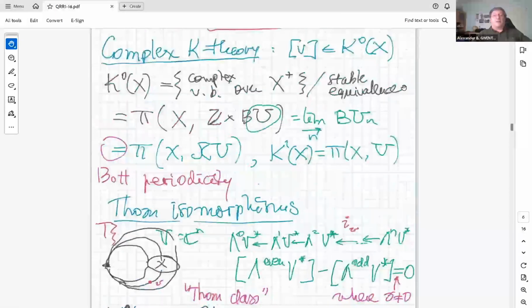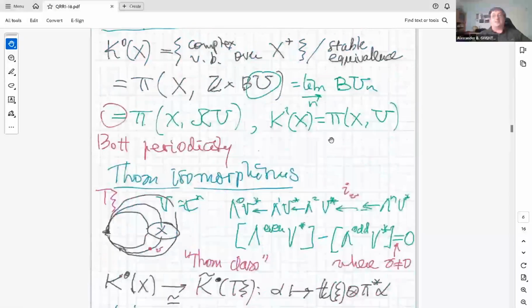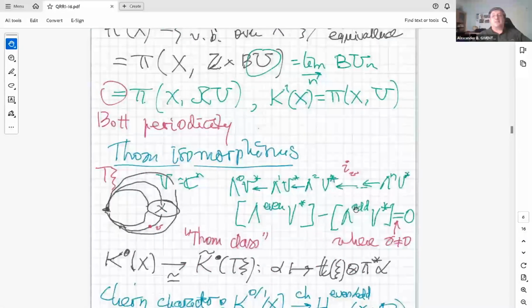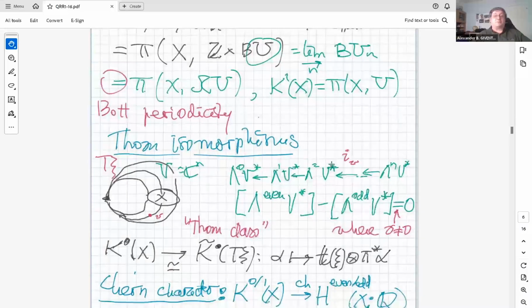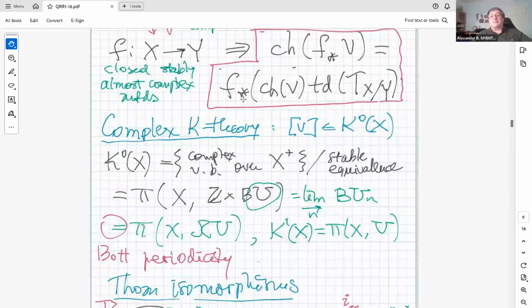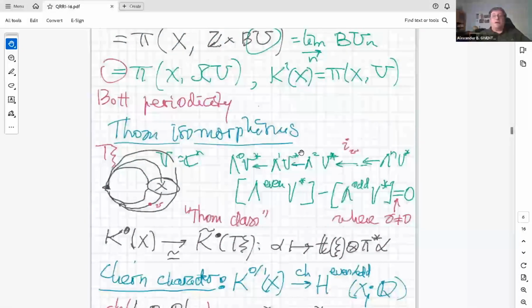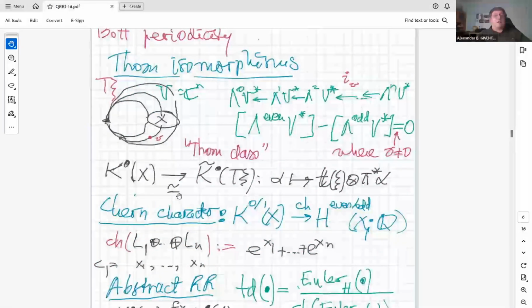Okay, so therefore, the point is that in this formula, this f star means taking push forward using the Thom isomorphisms in K theory. That is, Thom isomorphisms involving this Thom class and this construction. And this f star is a similar operation that we discussed last time in cohomology theory, using cohomological Thom classes. Now, what else? Chern character there.